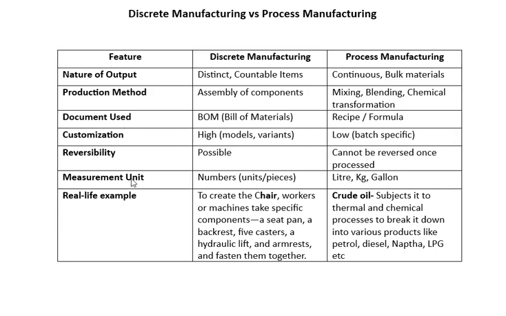Measurement unit: in discrete manufacturing you generally count the item in units or pieces. In process manufacturing you generally count the item or the product produced in liters, kilograms, gallon, etc. Basically, volumetric units are used in process manufacturing. Real life example of discrete manufacturing is to create the chair.